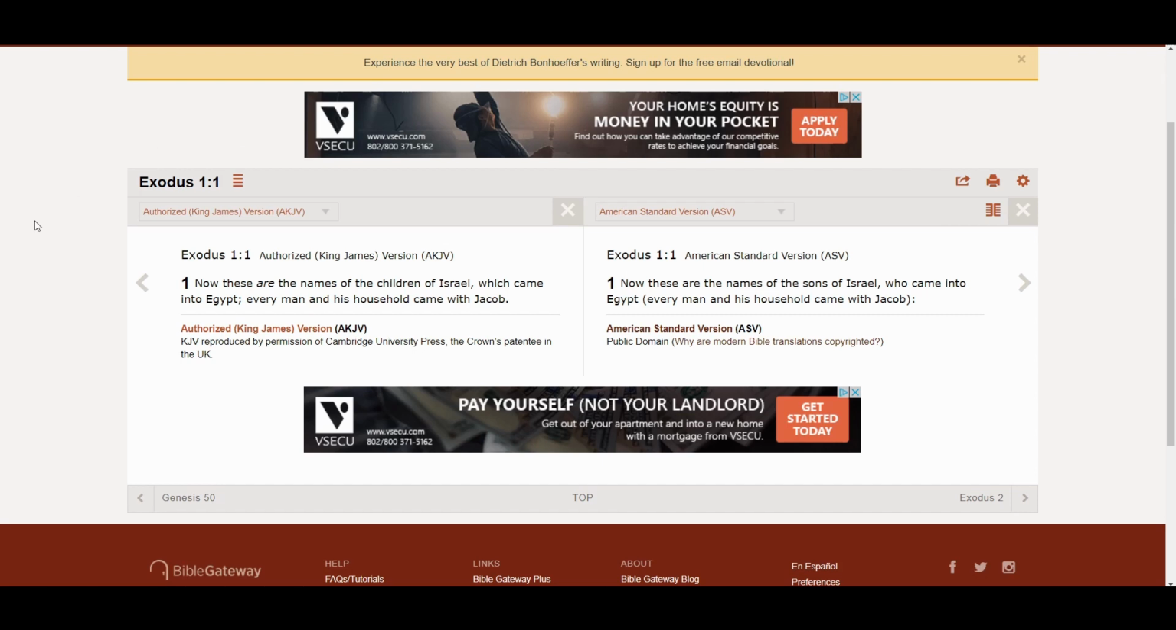So in Exodus chapter 1, verse 1, we see here in the King James Version on the left, now these are the names of the children of Israel which came into Egypt. Every man in his household came with Jacob. In the American Standard Version, it says, now these are the names of the sons of Israel who came into Egypt. So in this instance, the American Standard Version rendered it as sons of Israel rather than children of Israel. The American Standard Version doesn't always do that, but in this instance, they felt contextually like that was the better way to translate it, whereas in the King James Version, you just have the generic children.